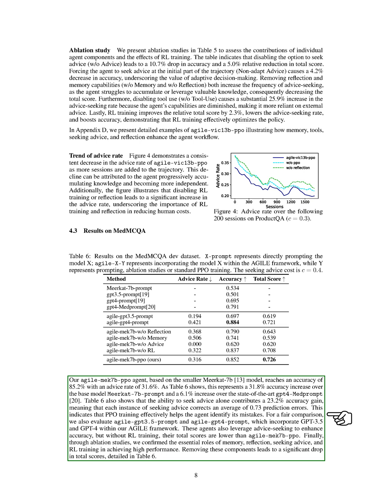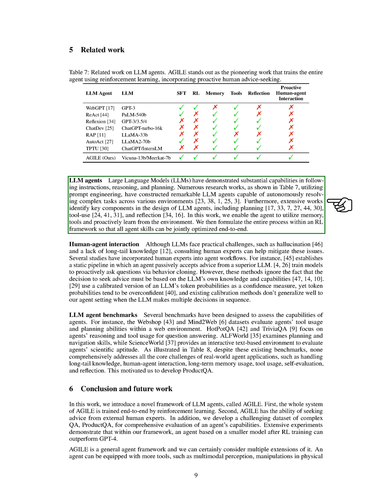Large language models, LLMs, have shown impressive abilities in following instructions, reasoning, and planning. Various research works have developed remarkable LLM agents through prompt engineering, capable of autonomously handling complex tasks in different environments. Key components in designing LLM agents include planning, tool use, and reflection. In our work, we enabled the agent to utilize memory, tools, and learn proactively from the environment. We integrated the entire process into an RL framework to optimize all agent skills collectively.